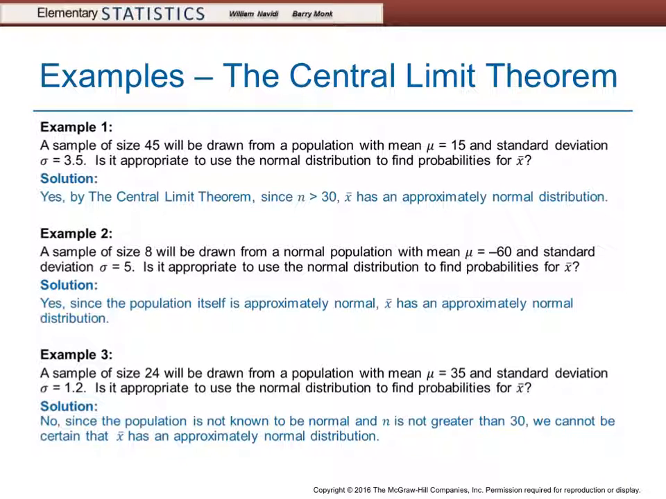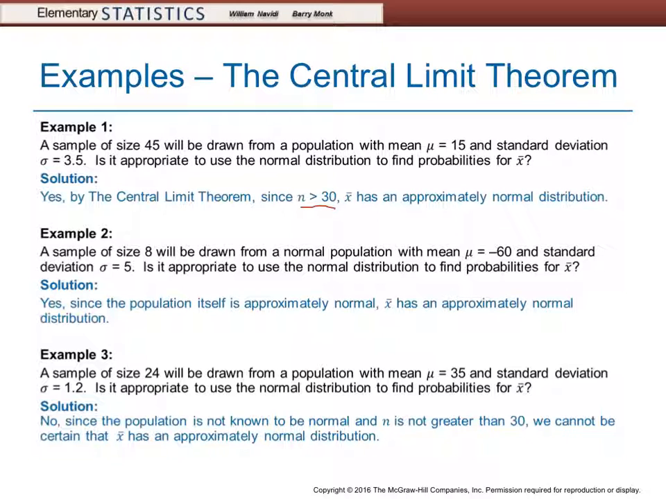So here are some examples. A sample of size 45 will be drawn from a population with mean mu equals 15 and a standard deviation of 3.5. Question: is it appropriate to use the normal distribution to find probabilities for x bar? Yes, by the central limit theorem, since n is greater than 30, it has an approximately normal distribution.